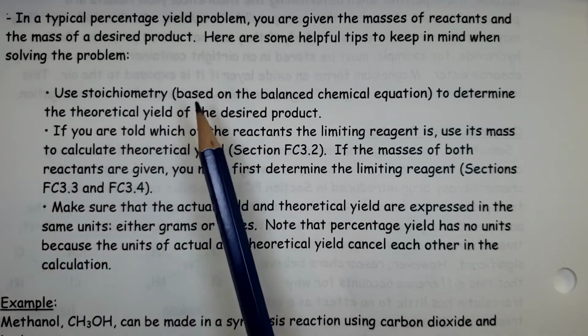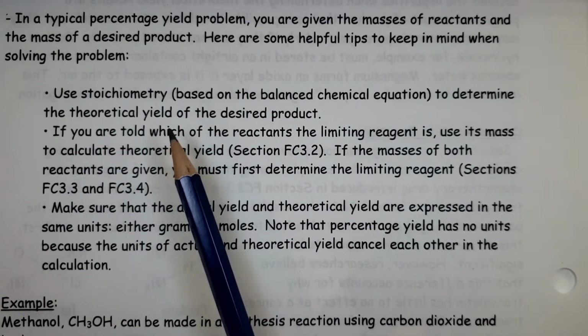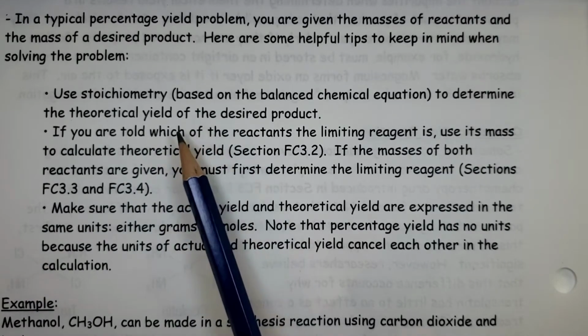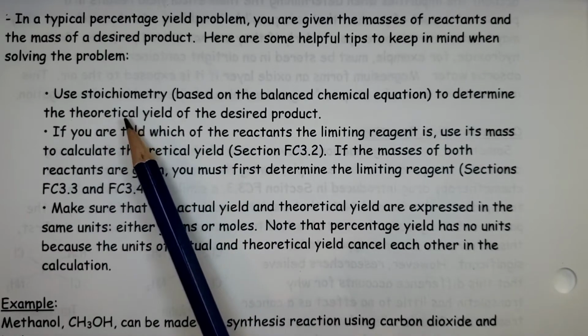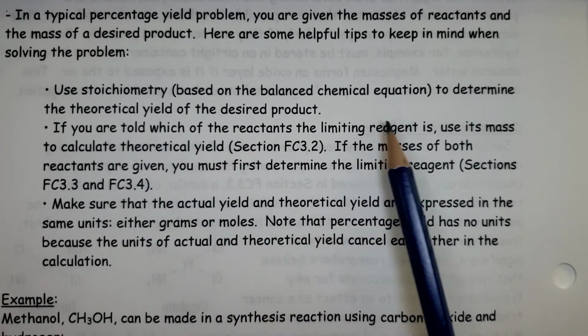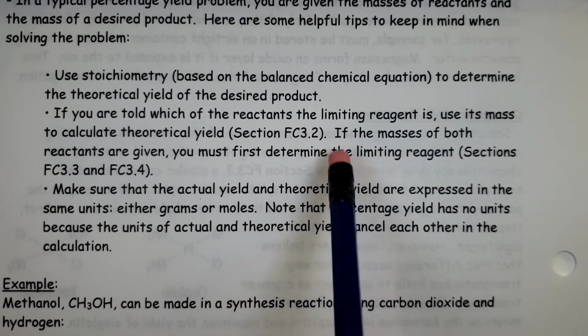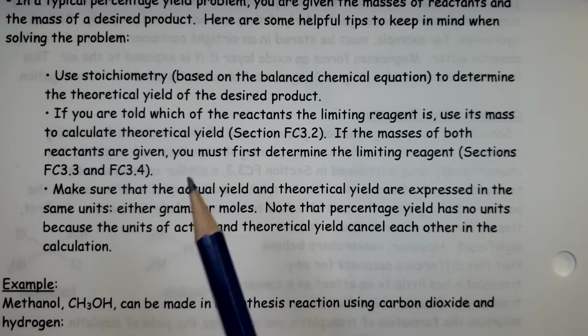So use stoichiometry to determine the theoretical yield. Ideally, it could be a limiting reagent question, where you have to figure out what is limiting first. Then once you have the limiting reagent, figure out what you should get for product. And if you're told which of the reactants is the limiting reagent, and for the most part I'm going to be starting you off there, assuming that we know which reactant actually gets used up, you can figure out the theoretical yield.